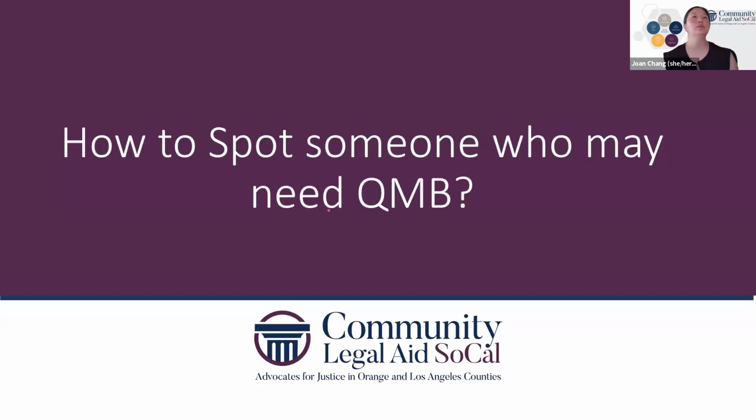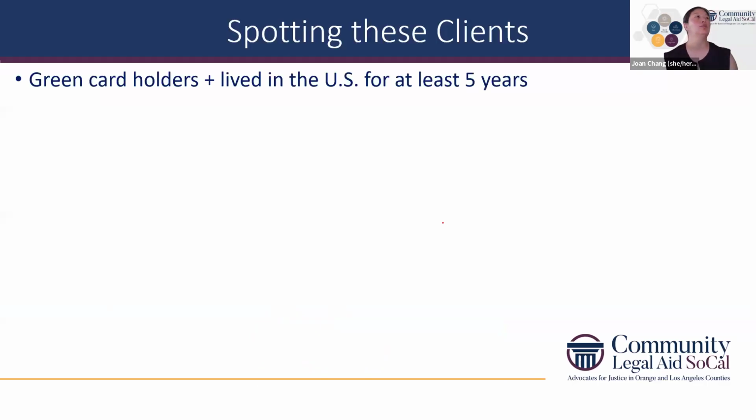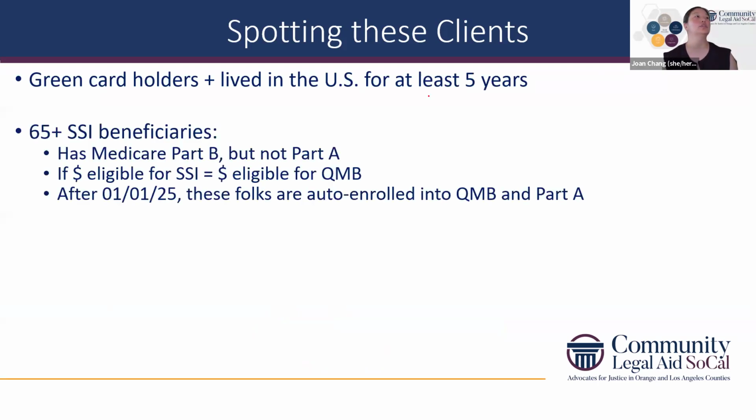Okay, how do I spot someone who may need QMB? This is what I'm looking out for when I get a caller. Green card holders who have lived in the US for at least 5 years. Those who have SSI and who are 65 and older, they might have Medicare Part B, but not A. If you're eligible for SSI financially, you should be eligible for QMB.